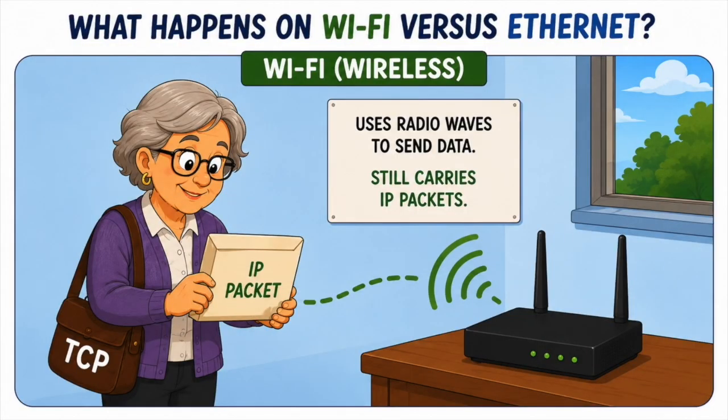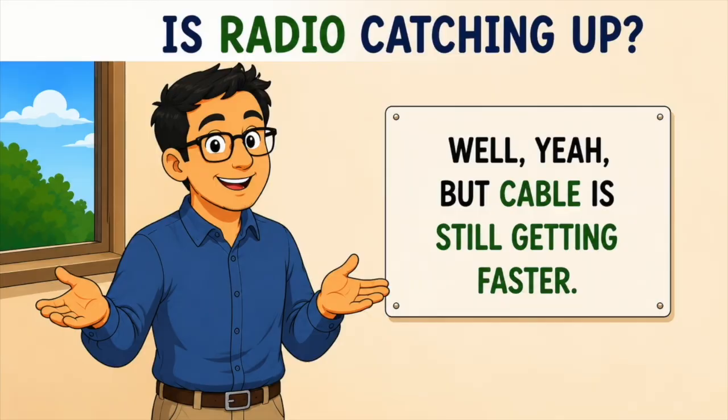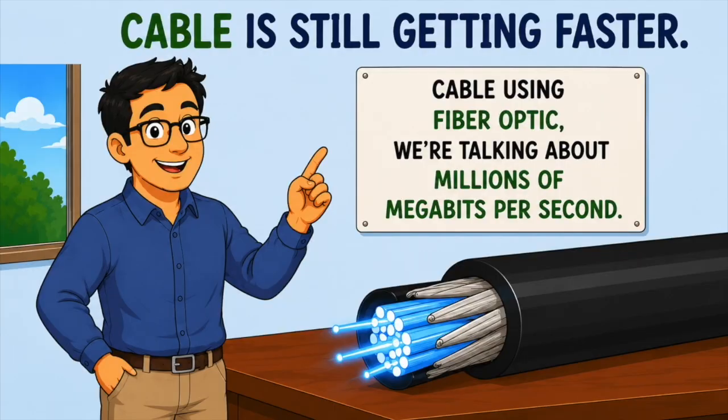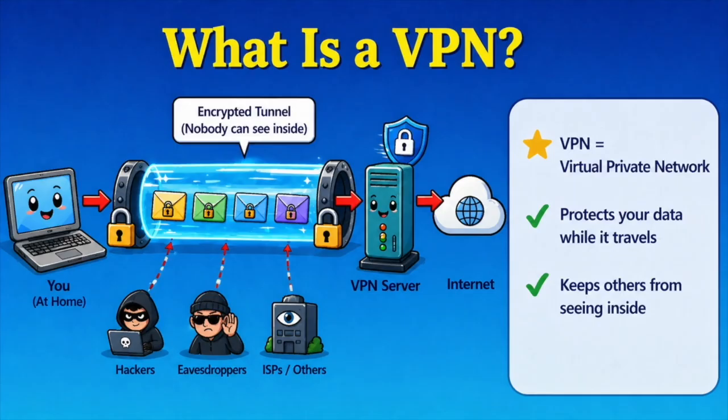Ethernet, Wi-Fi uses radio waves, still carries IP packet. So you can put IP packets over the air. Ethernet uses cable, hard cable, but it's a special type of cable and it goes much, much faster than radio. Is radio catching up? Well, yeah, but cable is still getting faster. I mean, cable using fiber optic, we're talking about millions of megabits per second. Wi-Fi, we're still talking about gigabytes versus terabytes.